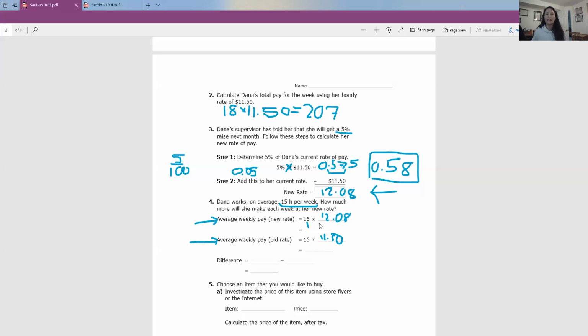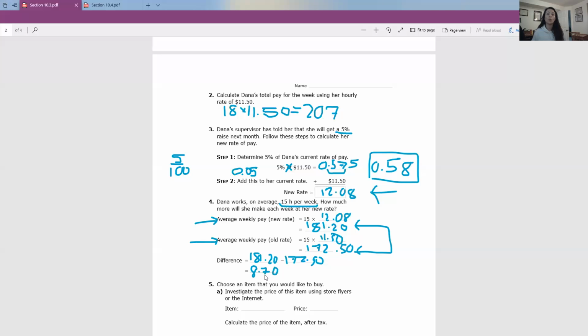So this one here, I ended up with $181.20 for her new wage. And if she was still at her old wage, she would have made $172.50. Okay? So let's figure out really how much more is she making. So I'm going to take this 181 and I'm going to subtract, now keep the decimals, right, because it is money. So 181.20, and we're going to subtract the 172.50. And if you subtract those, you should get $8.70. Okay.